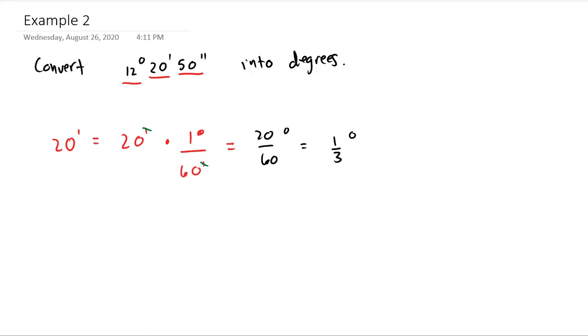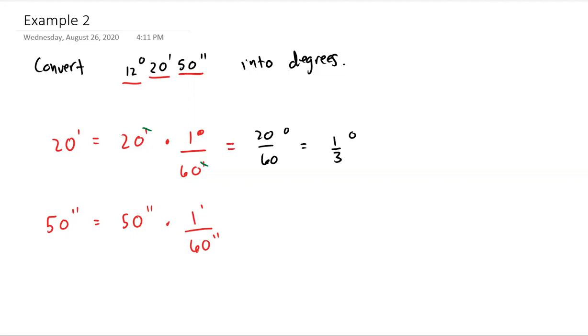Now let's go to the seconds part. For seconds, we're going to convert it first to minutes, and then convert that into degrees. So as before, we're going to multiply this by 1 in a fancy way. The conversion is that 1 minute is equal to 60 seconds. This time I want the seconds on the bottom so that the units cancel and I'm left with minutes. So here I'm going to write 1 minute over 60 seconds. So whatever this quantity is, it's already in minutes after this.